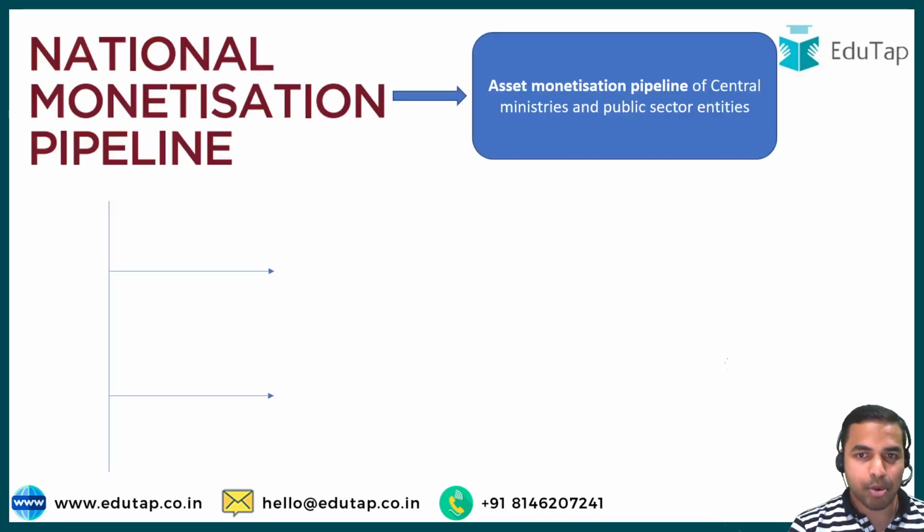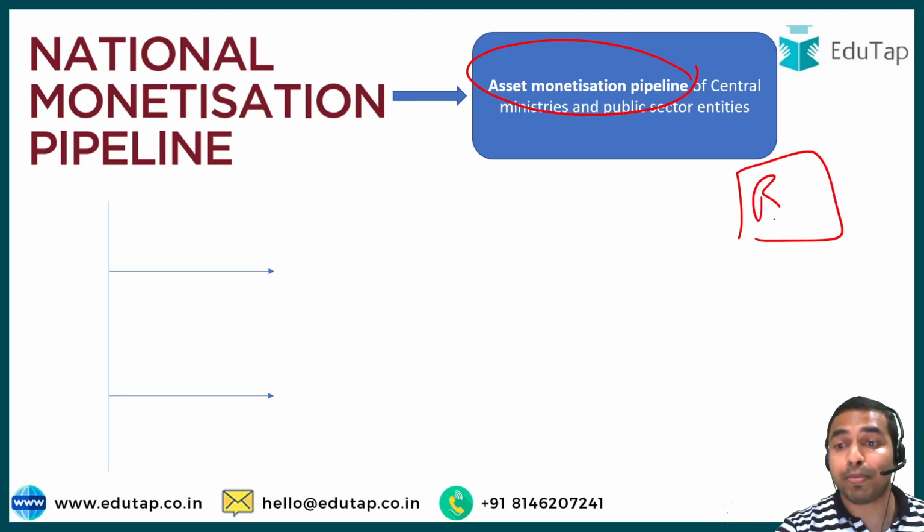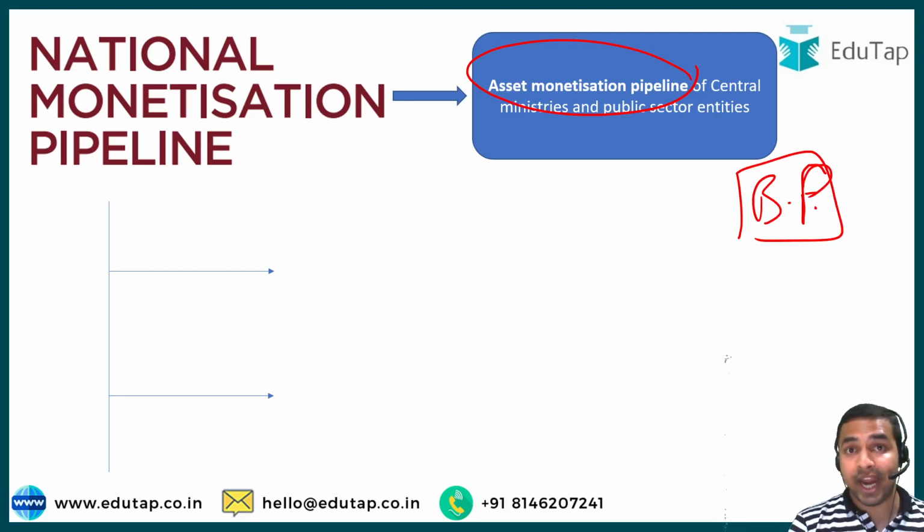If we talk about the National Monetization Pipeline, it is the asset monetization pipeline of central ministries and public sector entities, in which the Government of India is going to give on lease their already existing brownfield projects. The brownfield projects are those projects which are already functional and are not economically evaluated. So the government is going to give these projects on lease to the private sector, so that they can tap private sector investment in order to create more infrastructure in our country. When we talk about the National Monetization Pipeline, it comprises 2 volumes.